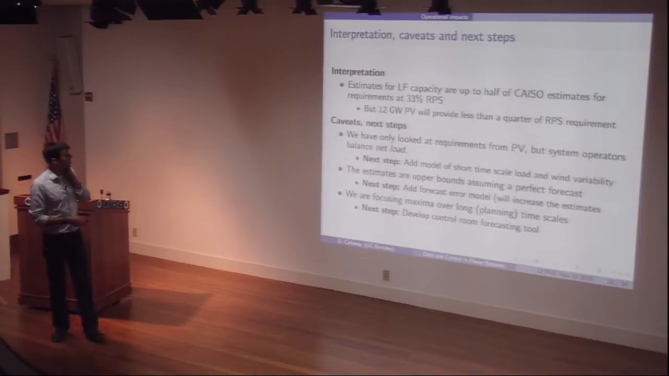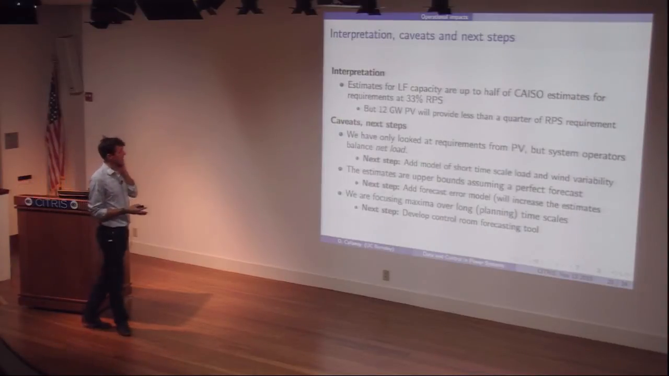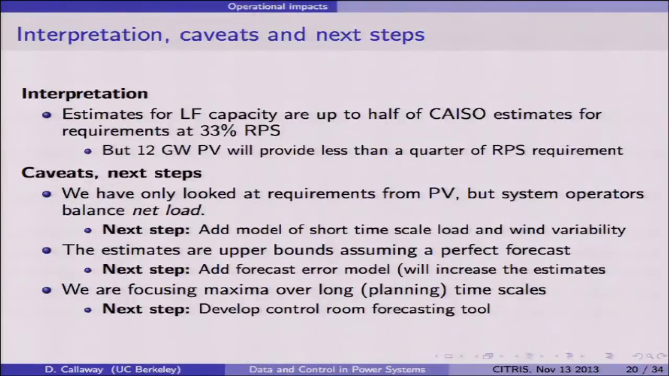Okay, so just some important caveats. I've talked a little bit about this interpretation. One thing that I did mention is that we're not dealing with forecast error, and so this would only tend to increase the estimates for how much capacity is required. But it's going to be conditional on whatever we assume the forecast error model is. So this is something that's actually in progress right now.